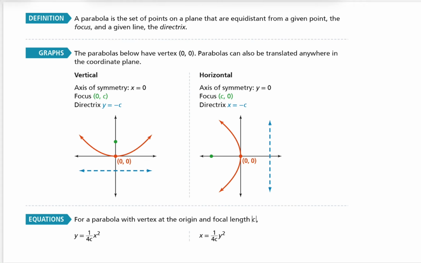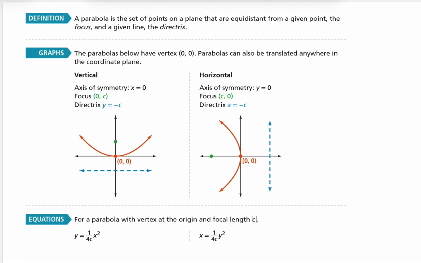We've talked about parabolas before when we talked about quadratic functions, but this is a little bit different because we're talking about parabolas that can open up or down and also ones that can open left or right. What we're focusing on here is parabolas that have a vertex at 0, 0.